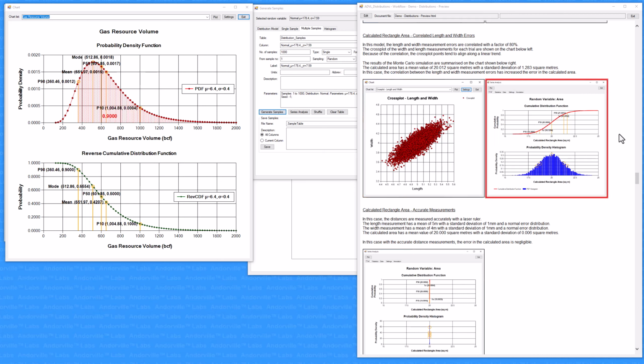The results of the Monte Carlo simulation are summarised on the chart shown below right. The calculated area has a mean value of 20.012 square metres with a standard deviation of 1.283 square metres. In this case, the correlation between the length and width measurement errors has increased the error in the calculated area.